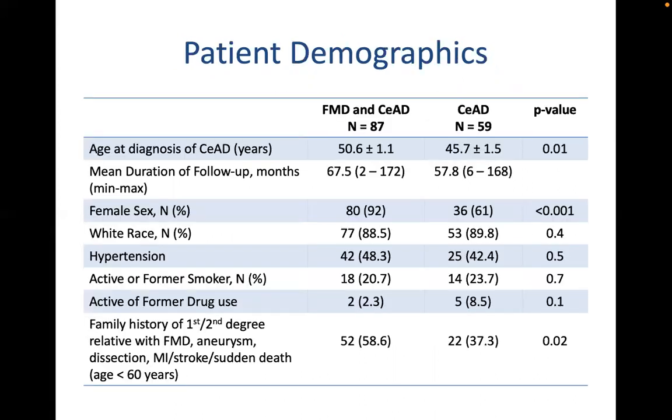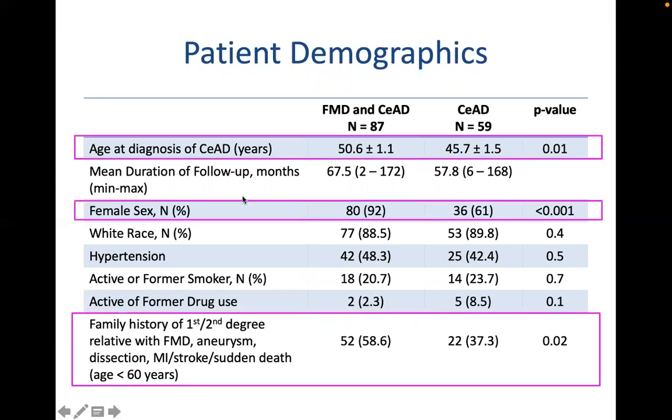And so these are the demographics and data from our patients between 2016 and 2019. We had 87 patients with FMD and cervical artery dissection that were newly evaluated and 59 cervical artery dissection patients. The age at cervical artery diagnosis is lower, or younger, in patients with cervical artery dissection alone as compared to those that had FMD. Additionally, there was a higher rate of women in the FMD cohort as compared to those with cervical artery dissection alone.